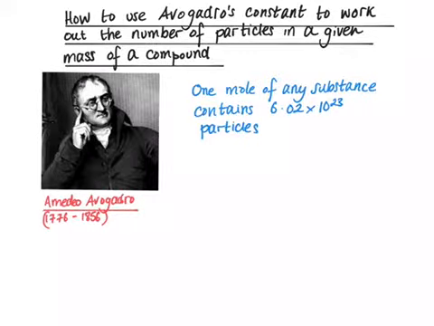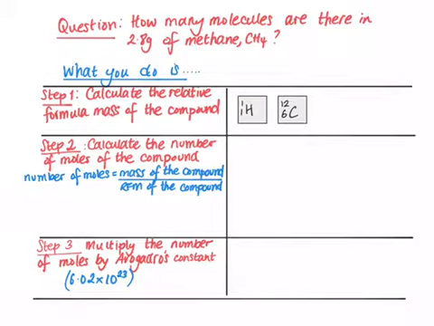If you have 1 mole of turnips, it contains 6.02 times 10 to the 23 turnips, which is a lot of turnips. So here's a typical question. How many molecules are there in 2.8 grams of methane, CH4? So you know it's an Avogadro question, and we use Avogadro's constant because it asks how many molecules there are.